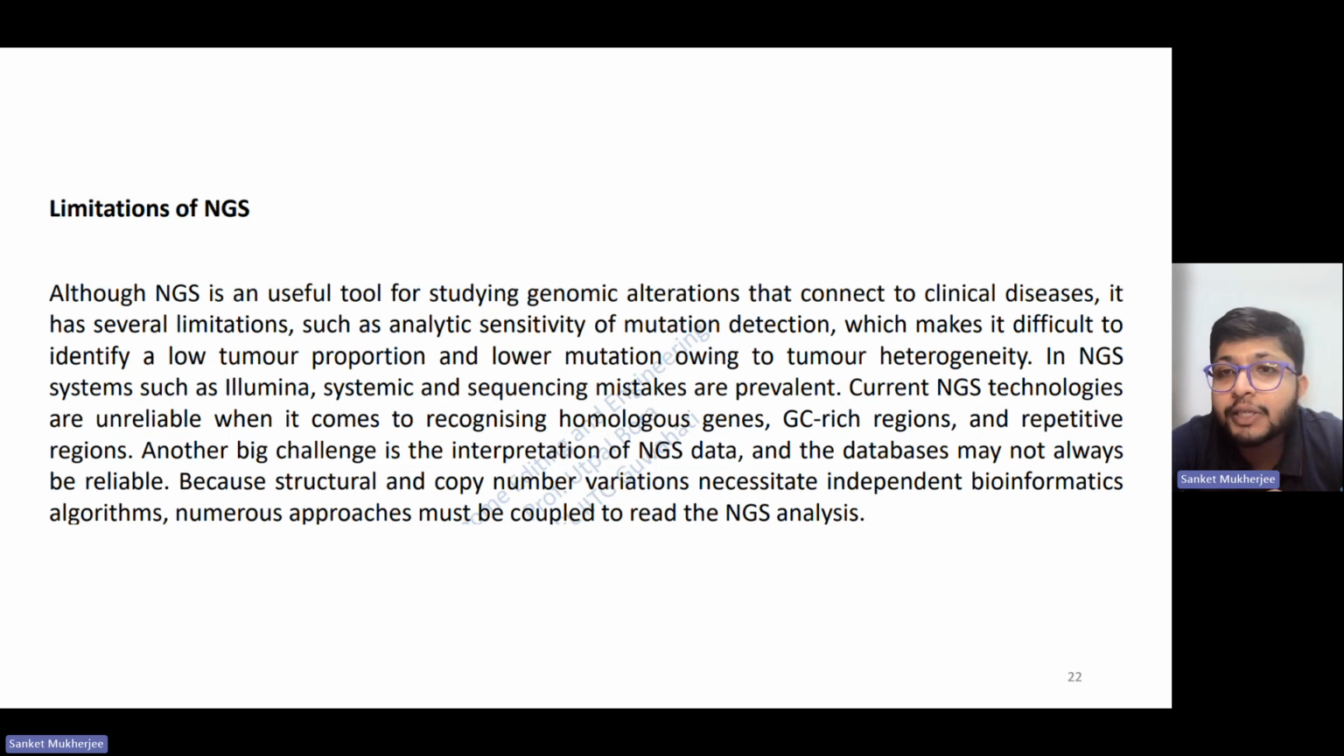Another big challenge is the interpretation of NGS data, and the databases may not always be reliable because structural and copy number variation necessitate independent bioinformatic algorithms. Numerous approaches must be coupled to read the NGS analysis. So while we have a lot of data which is generated from next generation sequencing, to analyze those data and to develop algorithms based on those data, that is still a challenge.